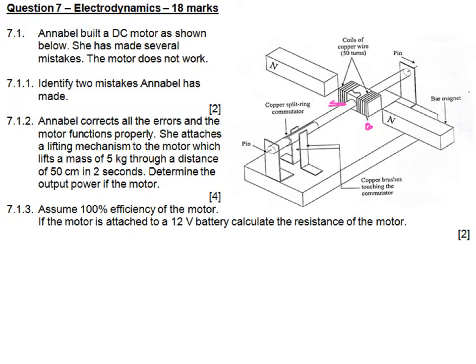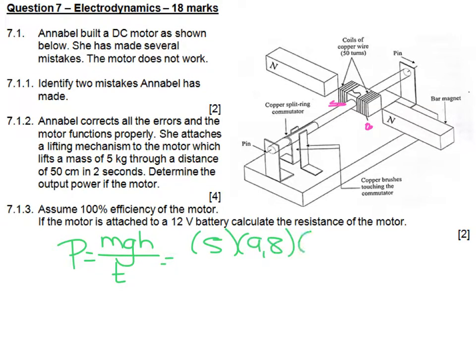So she's going to correct all the problems, and then she attaches a lifting mechanism to the motor, which lifts a mass of 5 kilograms through a certain distance. So what is the power output of the motor? Well, power is equal to work done divided by time. So I'm going to go mgh divided by time. 5 kilograms, 9,8. Height is 50 centimeters, which is 0,5 meters. And divide that by 2 seconds, and I'll end up with 12,25 watts.